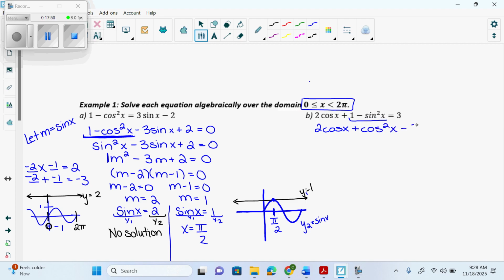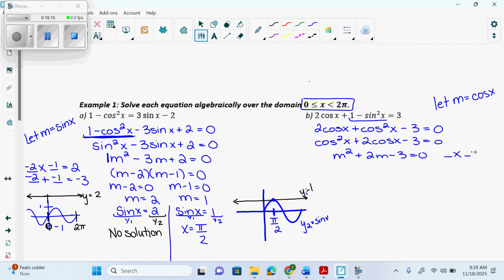And then I have to move everything to one side because it's a quadratic, like I learned in 20-1. Cos squared x minus 2 plus 2 cos x minus 3 equals 0. You can't just put m's in because you feel like it. You have to go let m equal cos x. So we get m squared plus 2m minus 3 equals 0. What multiplies to give me negative 3 and adds to give me 2? 3 and negative 1. Because there's a 1 in front, I can go right to brackets. M plus 3, m minus 1 equals 0.